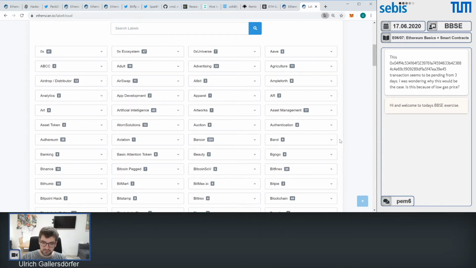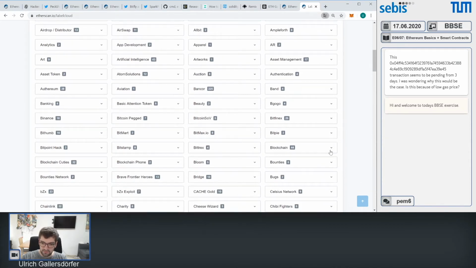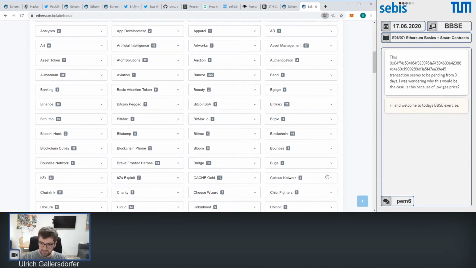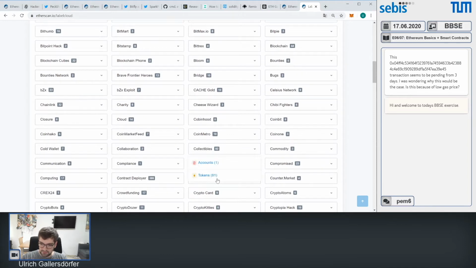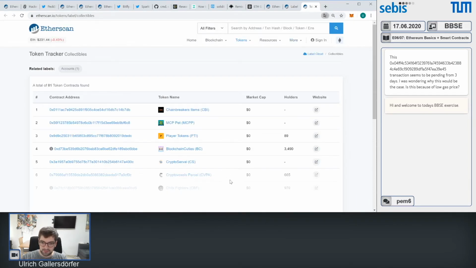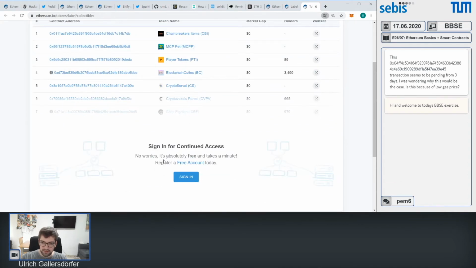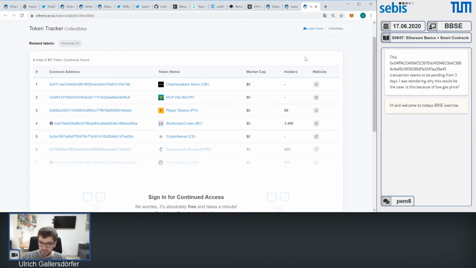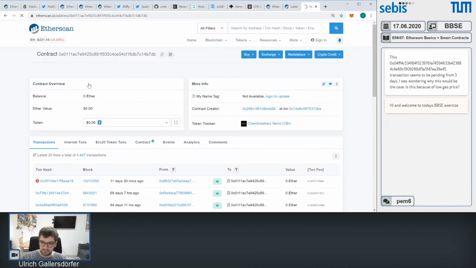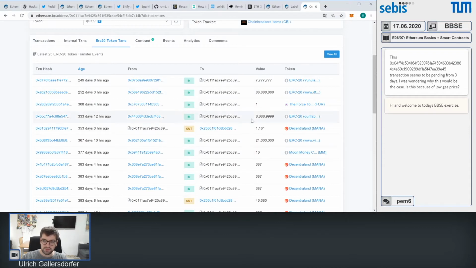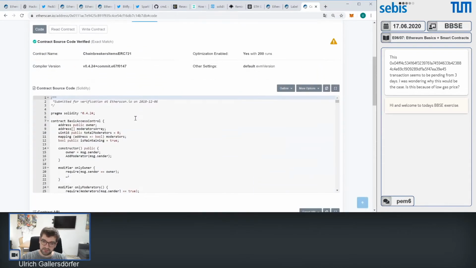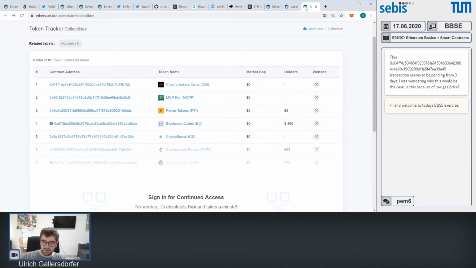And then, for example, you have a lot of different categories, so to say. So we have a lot of collectibles. If you look at collectible tokens, they require you to log in. I don't have my account here, but we can access these smart contracts. And chain breakers, I don't know what that is, but you see here transactions going on, what type of ERC20 transactions happen there. You can look at the source code, so to say. There are a lot of labels here.